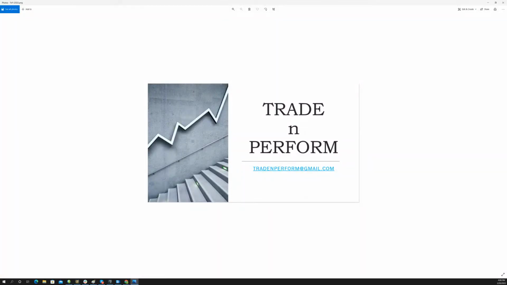I'm introducing an addition to the algos. It's really not an algorithm in and of itself, but it'll help us understand when there's potential momentum to the upside or to the downside and when the trade may extend.